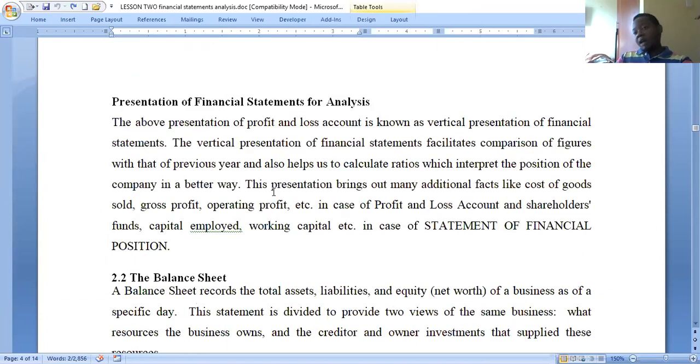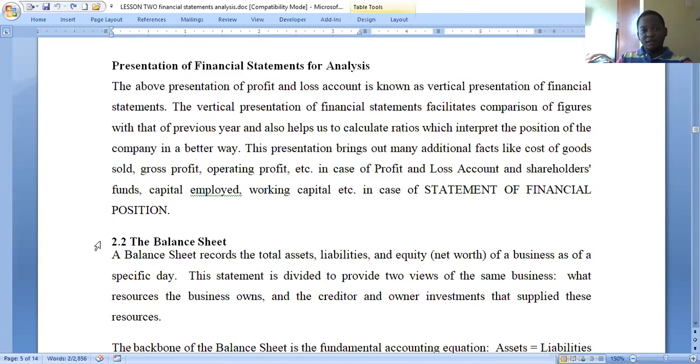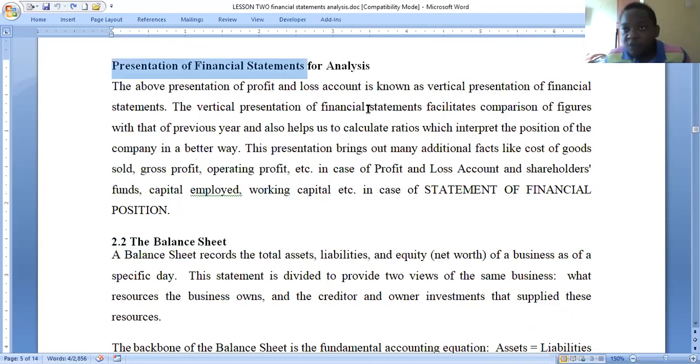Next, we move on to the next financial statement, that is the balance sheet. But before we move there, we look at the presentation of financial statements for analysis. We have two main ways of presenting financial statements: the vertical approach and the horizontal approach. The vertical approach presents the items in the financial statement in a single column, whereas the horizontal approach has two sides. It has two columns for presenting the particulars.